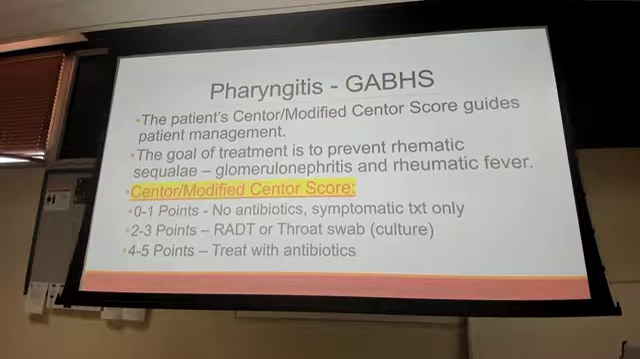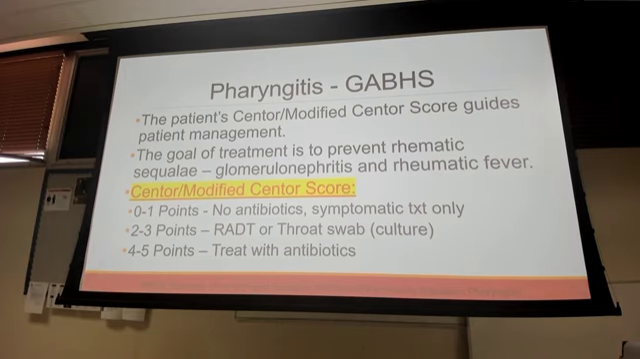If it's 2 to 3 points, our next step in management is going to be to perform a rapid antigen detection test or the throat culture, right? So that will be our next step if you calculate between 2 and 3 points. And then if they have 4 or 5 points, we can skip and just prescribe antibiotics.